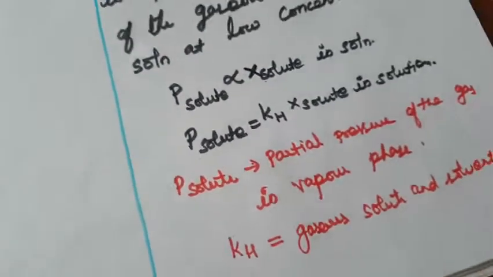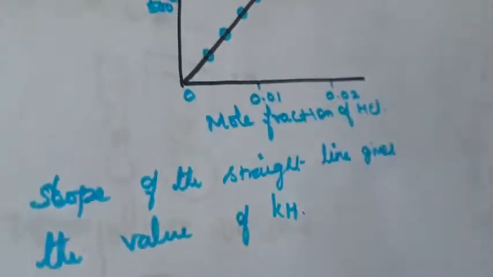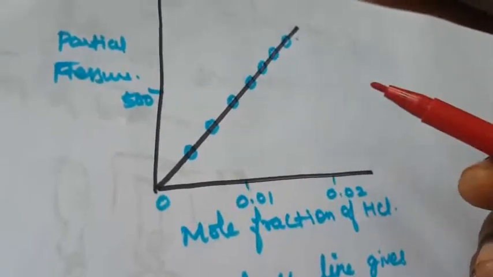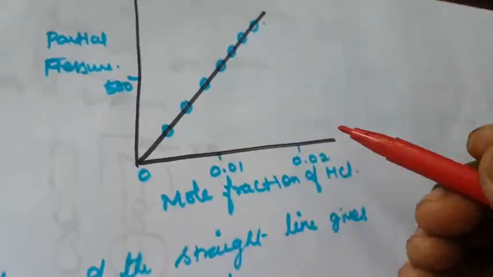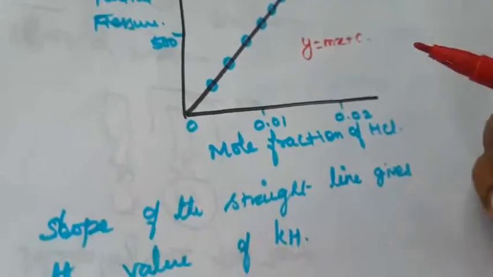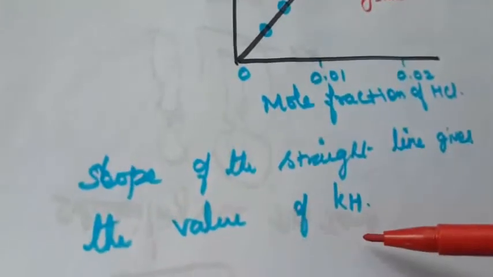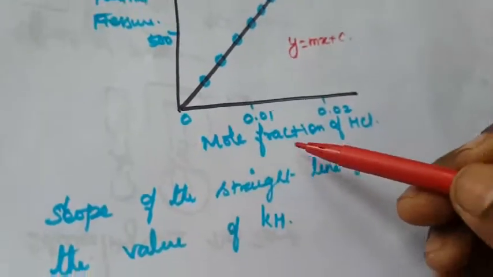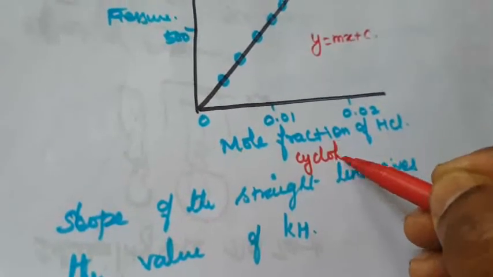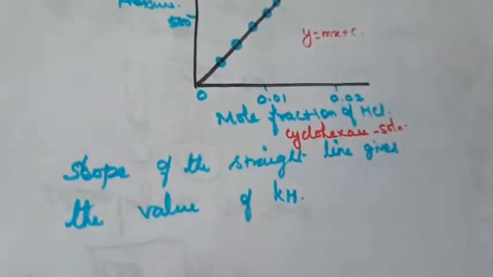Okay, so from the above equation we get a straight line. We plot the mole fraction against the partial pressure and we get a straight line, that is y is equal to mx plus c. From the slope of the straight line we get the value of KH. This is the example of the mole fraction of hydrochloric acid gas in a solution of cyclohexane, HCl in cyclohexane solution.